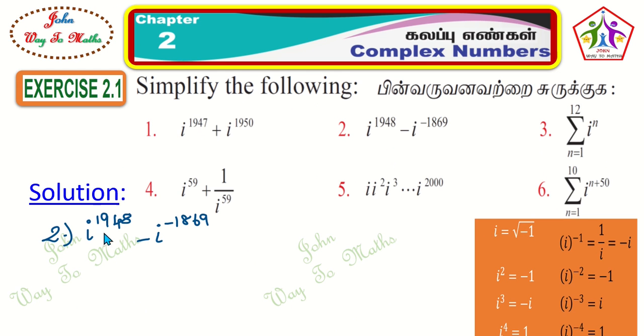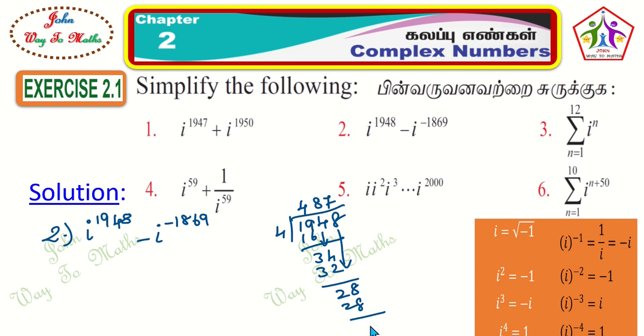The second question is i power 1948 minus i power minus 1869. First I am going to simplify 1948. We divide by 4 using long division: 4 4s are 16, remaining 3. So 4 comes. Here 8 4s are 32. So remainder 2. 8 comes here. 7 4s are 28. So the remainder is 0. Since it is a multiple of 4, we can directly give it as 1. So this can be written as i power the remainder, 0.